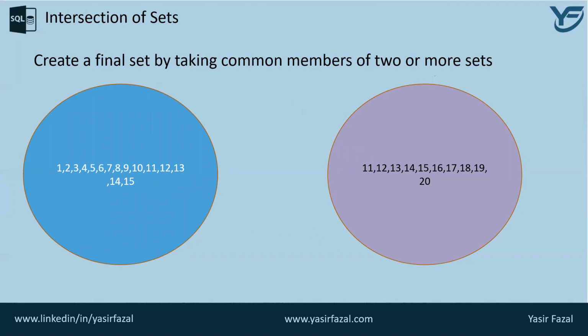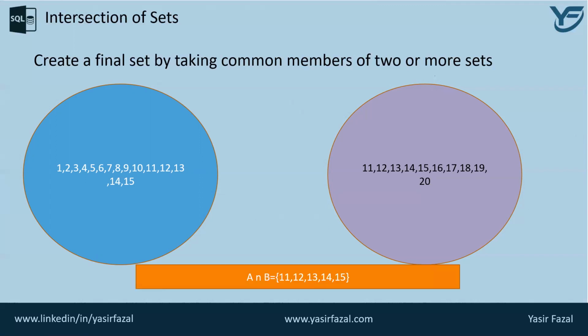So what I'm going to do is take the common elements between these two sets and create a set which will be the resultant set, or the intersection of these two sets. So the answer is A intersection B equals 11, 12, 13, 14, and 15.